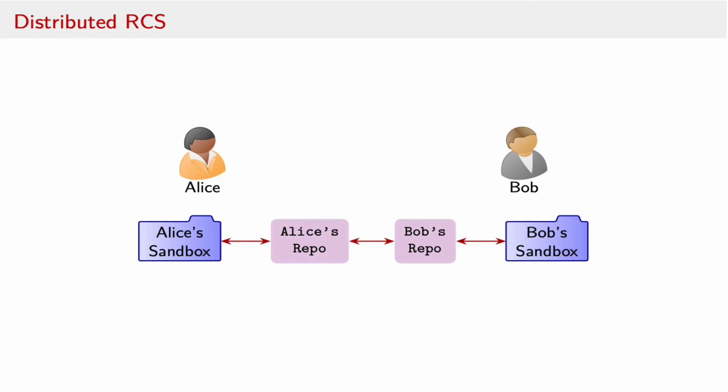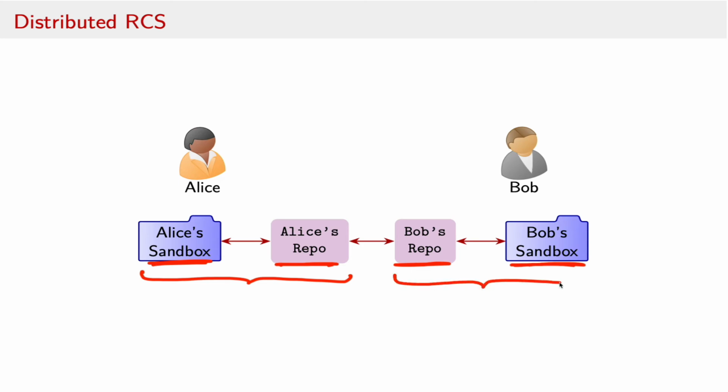And the way I've labeled these says something about how they are supposed to work together. So Alice actually has her working directory, her sandbox still, but in addition to that, she has her own complete copy of the repository for the entire project. The same thing is true for Bob. He has his own sandbox, his own working directory where he's doing his work, and he has his own repository that contains a complete copy of the entire history of his project. So Bob focuses on these two boxes.